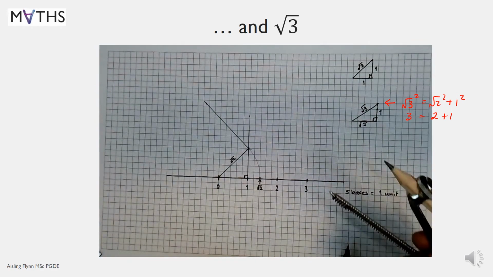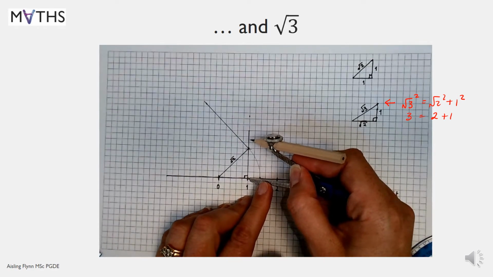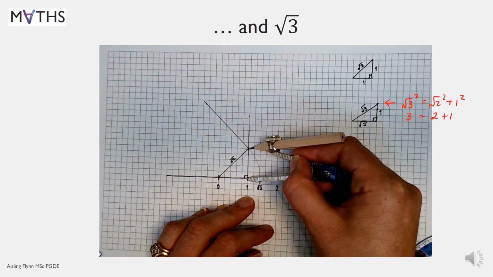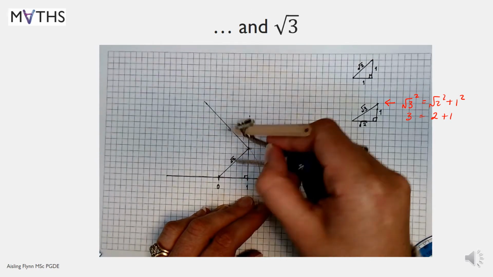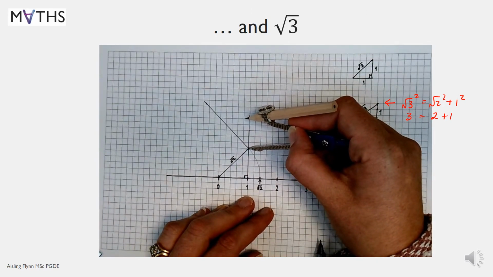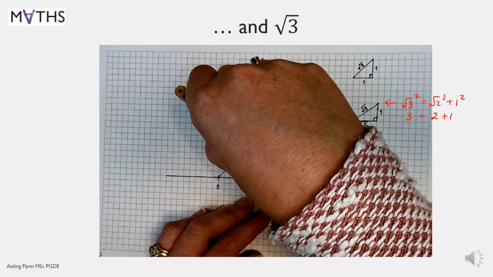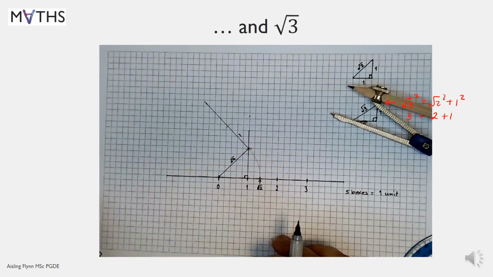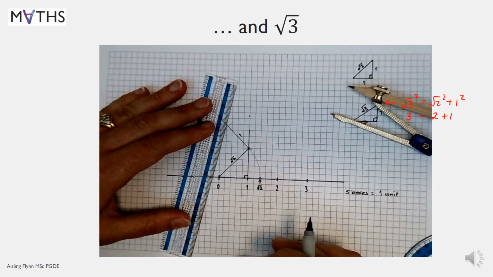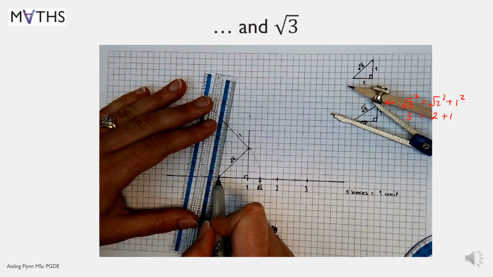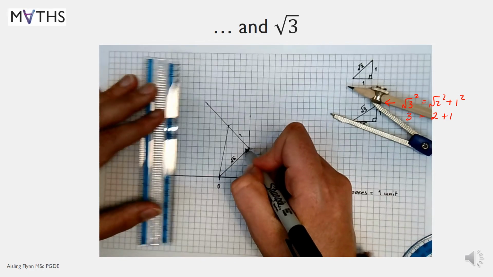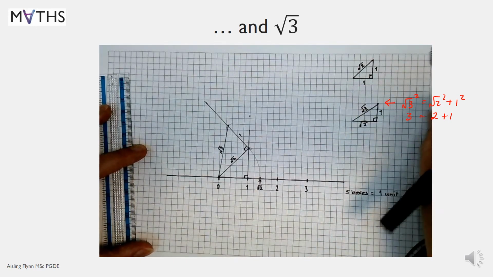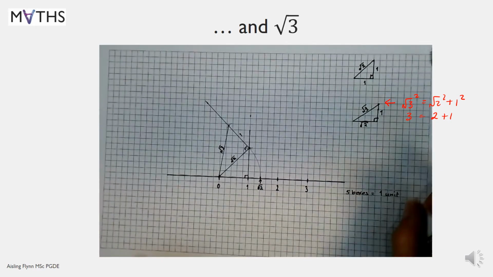Okay, so there's our triangle, and there's the root 2 that will be the base of the triangle. So first thing we've got to construct is the 90-degree angle, and you can do that using your protractor and or a set square. Okay, now we've got to measure a distance of 1 unit along that new line.